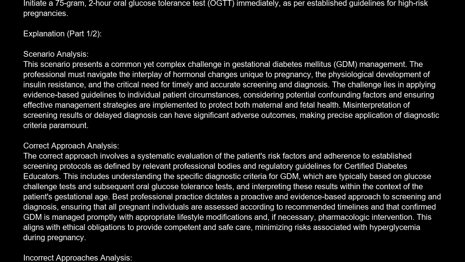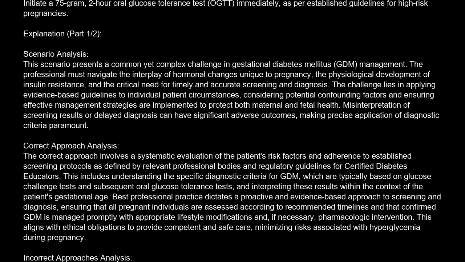This includes understanding the specific diagnostic criteria for GDM, which are typically based on glucose challenge tests and subsequent oral glucose tolerance tests, and interpreting these results within the context of the patient's gestational age. Best professional practice dictates a proactive and evidence-based approach to screening and diagnosis, ensuring that all pregnant individuals are assessed according to recommended timelines, and that confirmed GDM is managed promptly with appropriate lifestyle modifications, and if necessary, pharmacologic intervention. This aligns with ethical obligations to provide competent and safe care, minimizing risks associated with hyperglycemia during pregnancy.